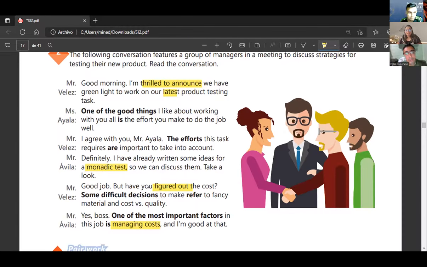Teacher, yes. Can you help us with the word in the color yellow, the pronunciation, please? Sure. I'm thrilled to announce.